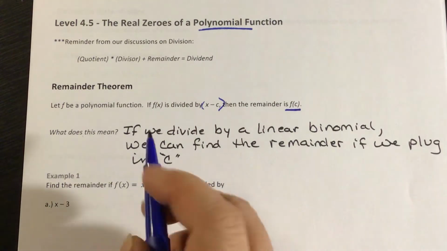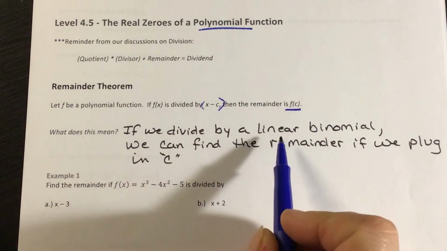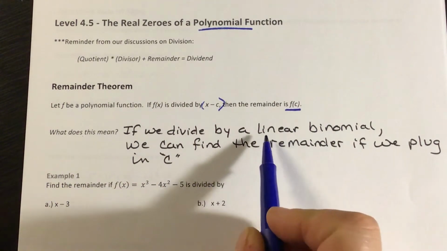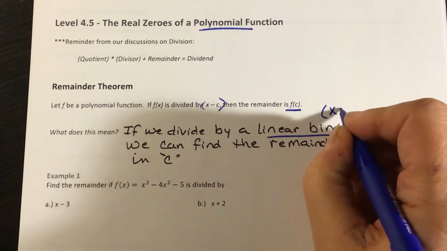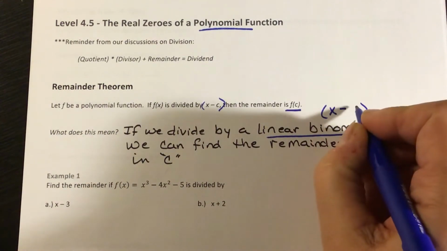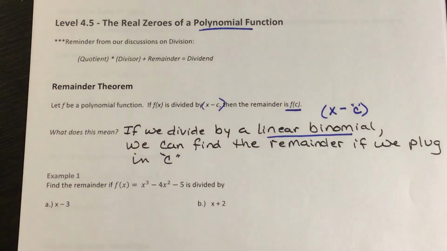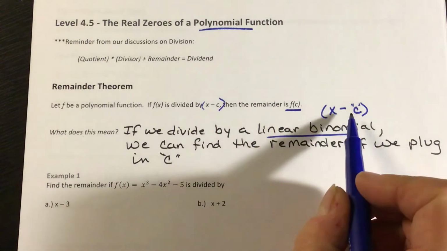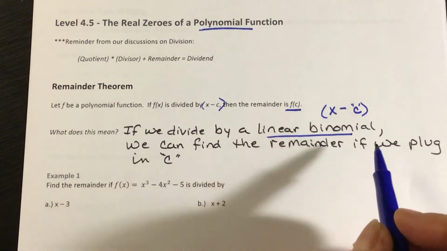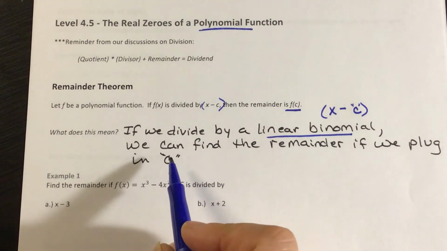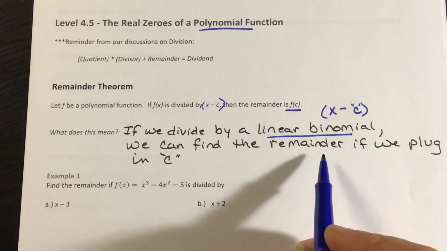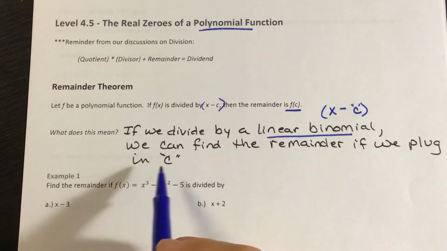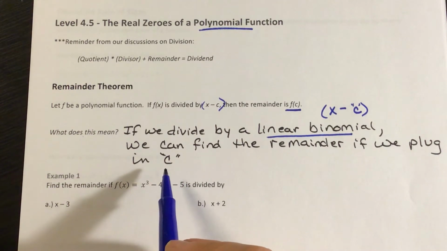What that means is if we divide a polynomial by a linear binomial, that's the same thing as x minus some number, and we tend to call that number c. If we divide by x minus c, we can find the remainder, but we can also find the remainder if we just plug c into the function.